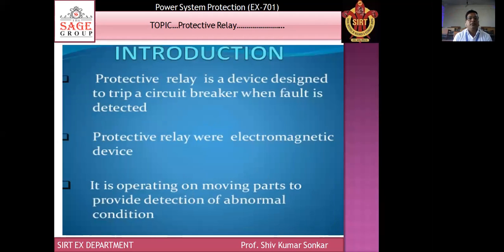Introduction. A protective relay is a device designed to trip a circuit breaker when a fault is detected. Protective relays were electromagnetic devices, operating on moving parts to provide detection of abnormal conditions. This is the introduction.